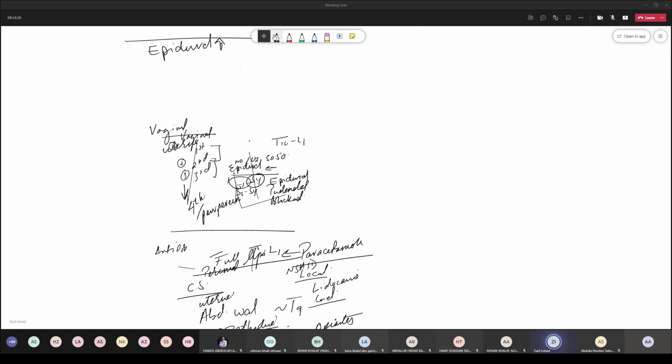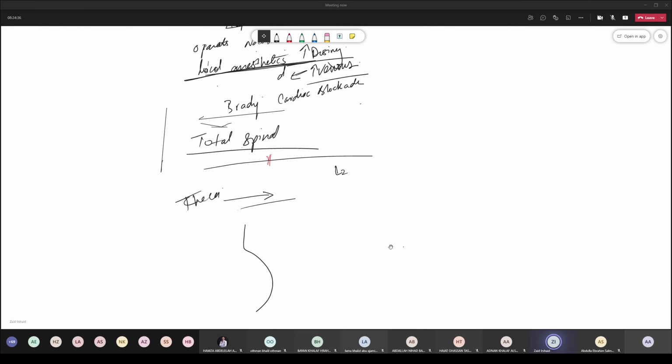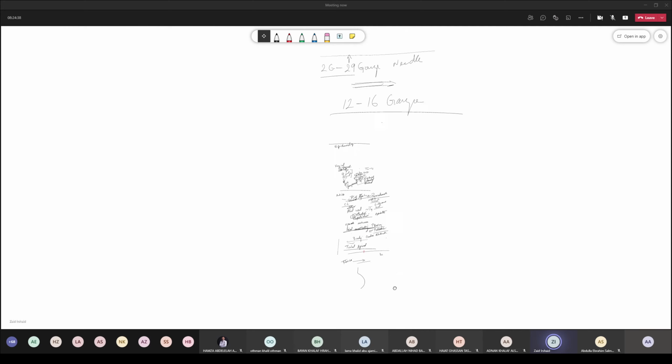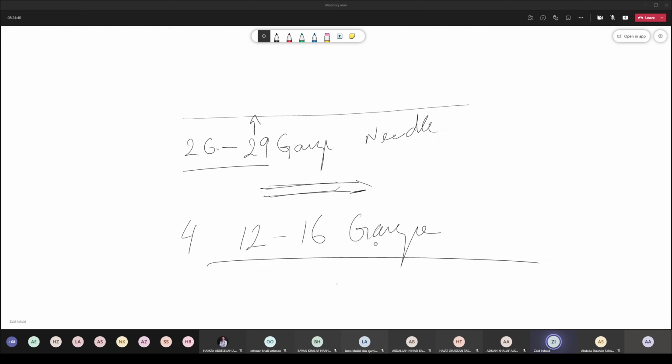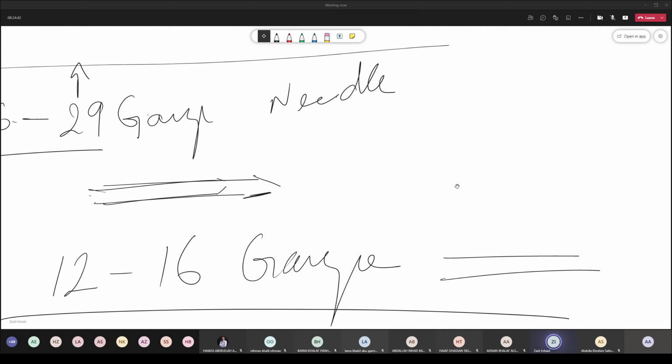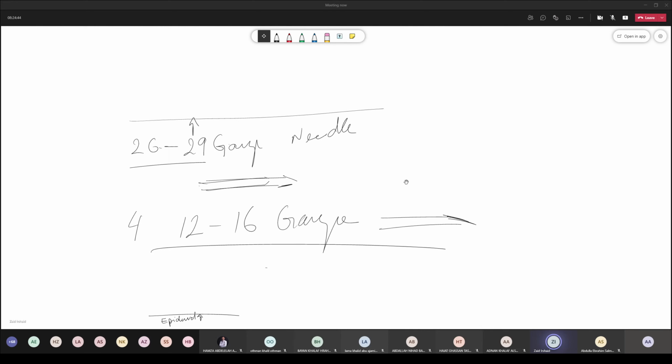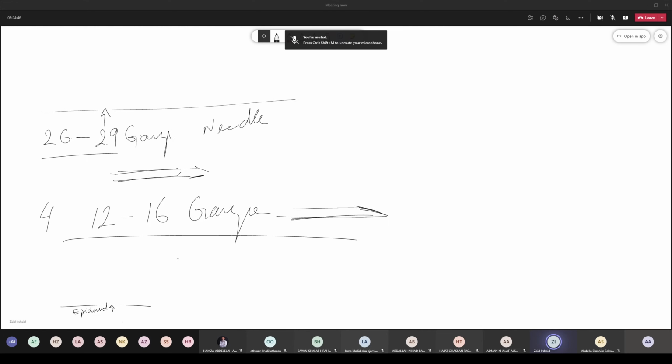In epidural, they usually use 12 to 16 gauge. Okay, it's around 3 to 4 times larger. And because they go through the skin, they have to use a bevel-shaped needle, like the ordinary needles you see. So they're larger and they cut instead of splitting the fibers.